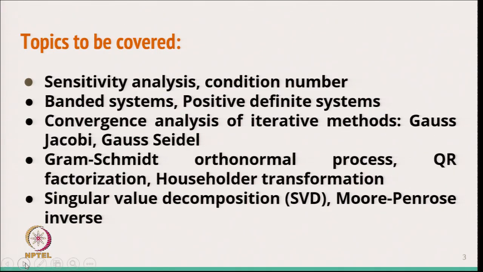Then we will also start with sensitivity analysis and the condition number of a matrix, and then we will discuss special types of matrices, called the banded system and positive definite system. We will also cover the convergence analysis of iterative methods, for example Gauss-Jacobi and Gauss-Seidel, because in this case we need to find the matrix norms that will be used. And then we will discuss the Gram-Schmidt orthonormal process, QR factorization and Householder transformation.